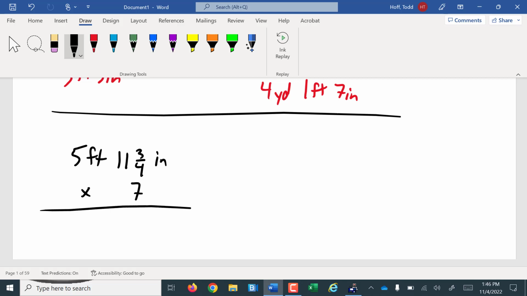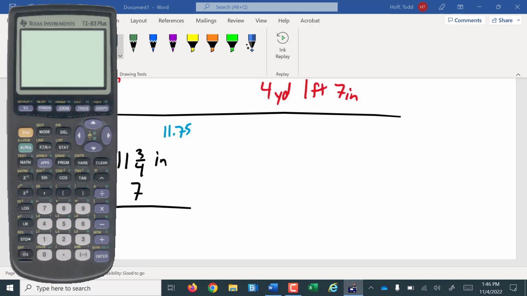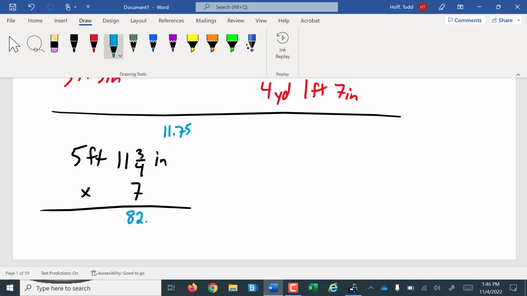So let's have fun with one here. We need pieces 5 feet, 11 3/4 inches long. We need 7 of them. To find the total length that we need, we're going to start out with 11 3/4 times 7. Well, that's not an easy one to do, but remember, you have the right idea. 11 3/4, we're going to write as 11.75. 11.75 times 7 gives us 82.25, or 82 1/4.